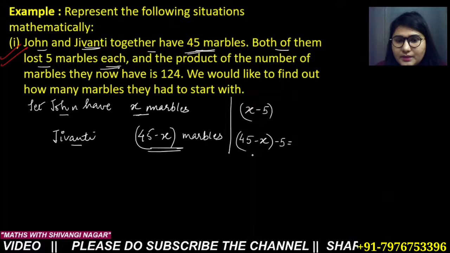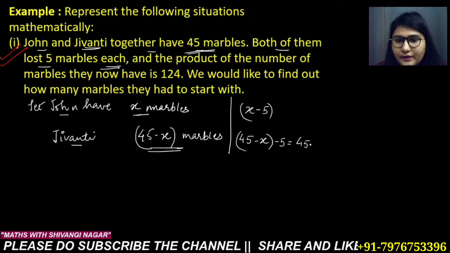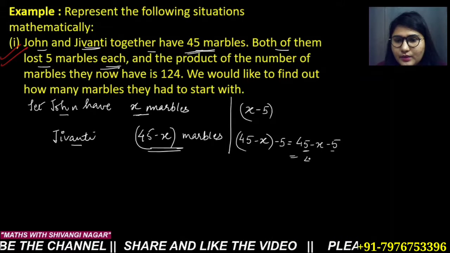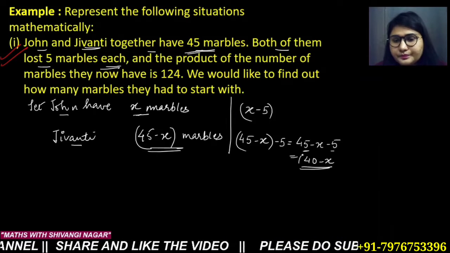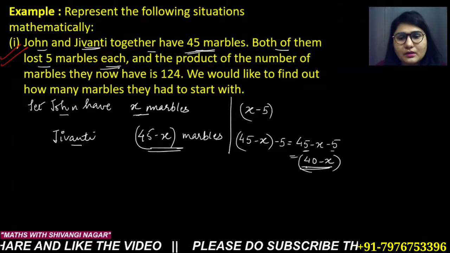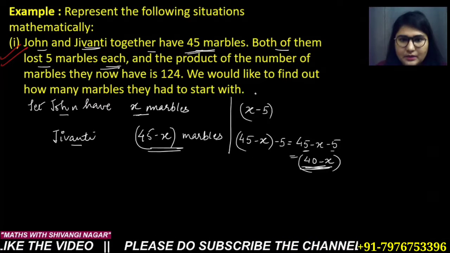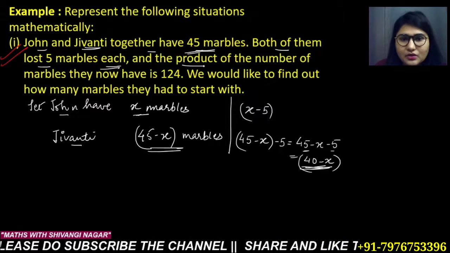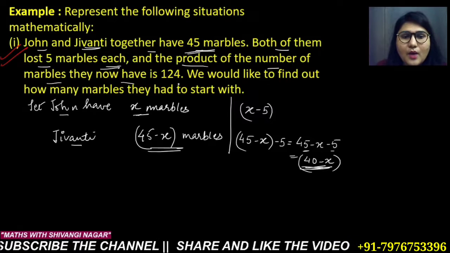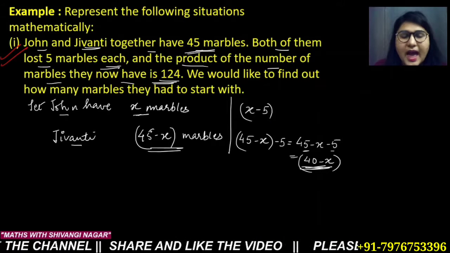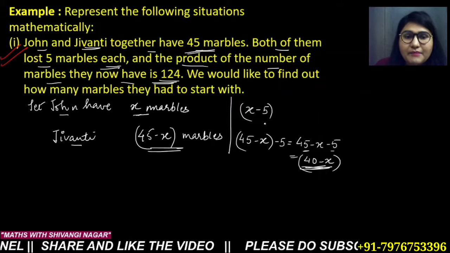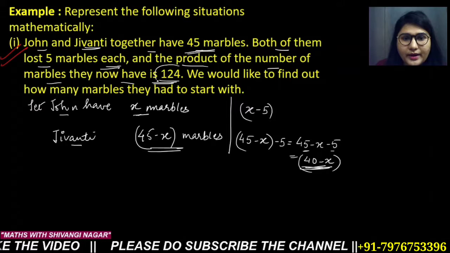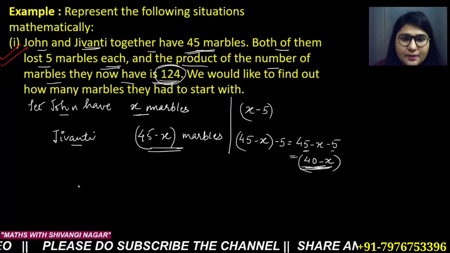As you open this bracket, you will get 45 minus x minus 5. When you solve it, 45 minus 5, you will get 40 minus x. So finally Jivanti is left with 40 minus x marbles. Then we are given that after losing these 5 marbles each, the product of the number of marbles they now have is 124. When we multiply the number of marbles they have, the product comes out to 124.